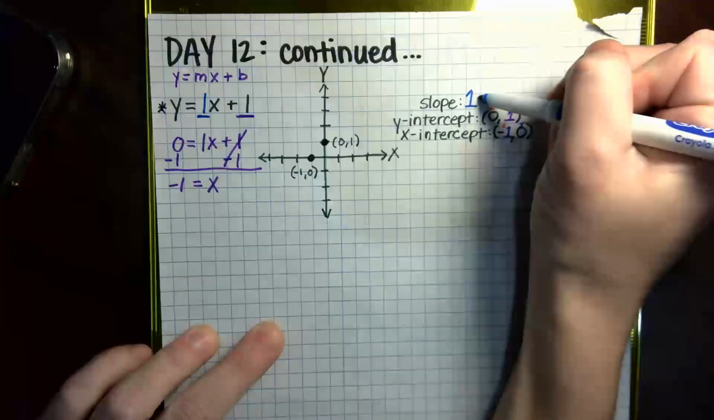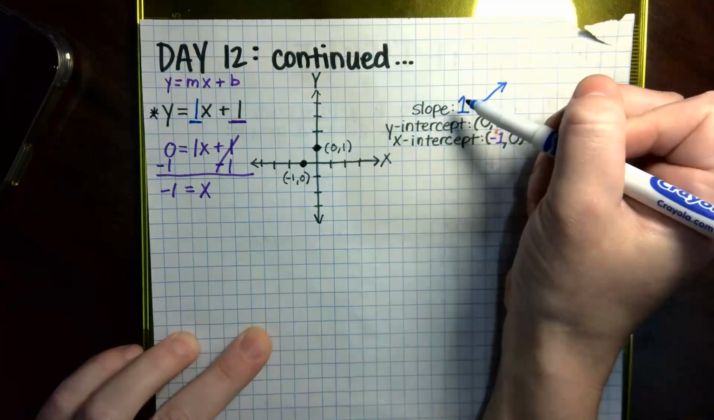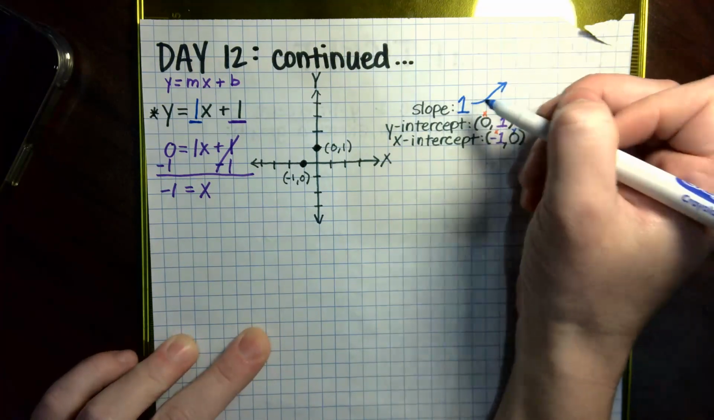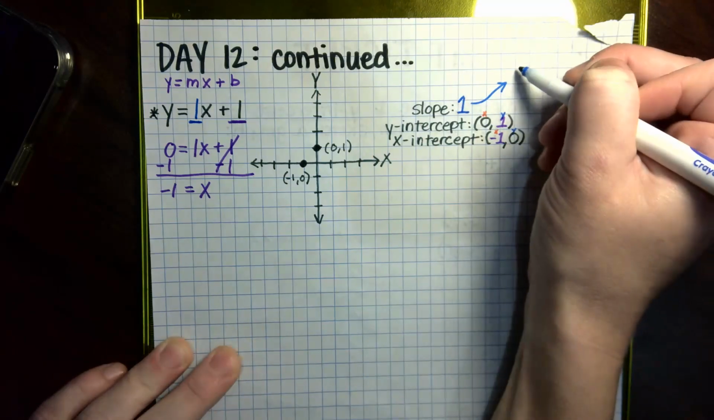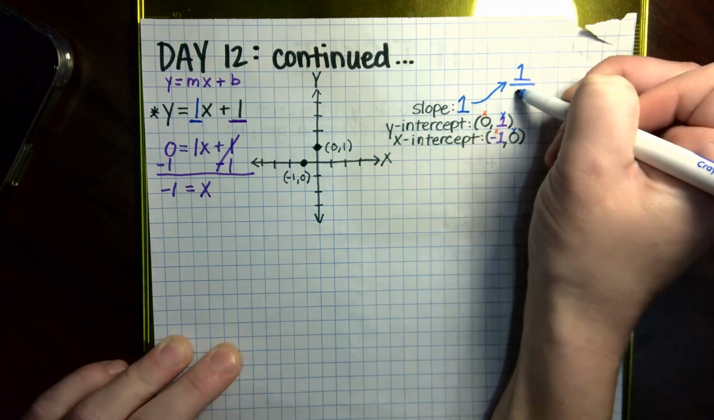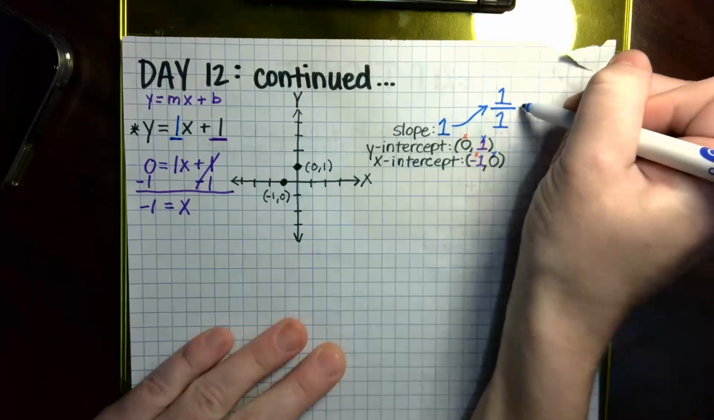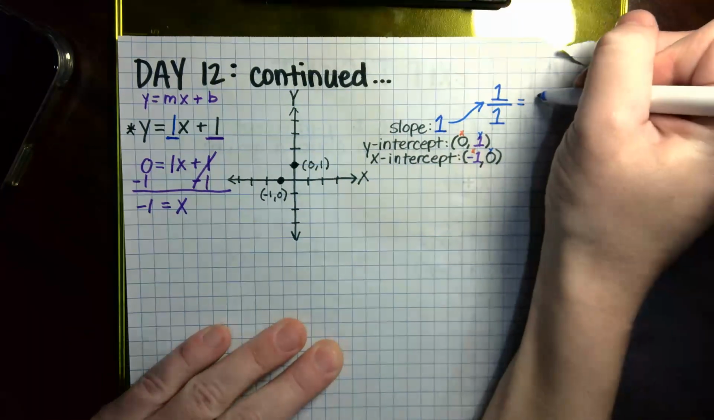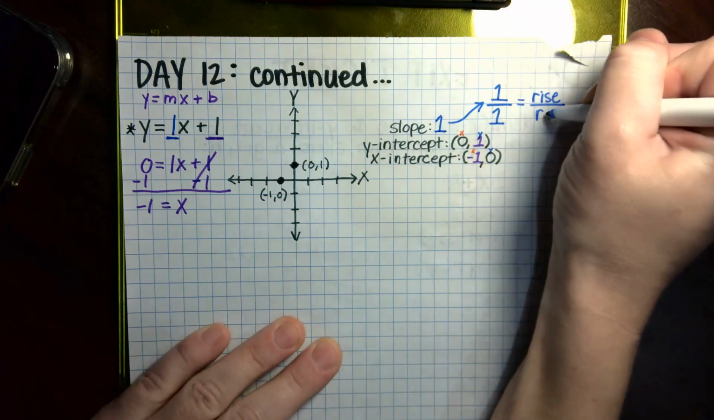So anytime you have a slope that's a whole number, as a fraction it is just whatever that number is over 1. So I'm going to put 1 over 1. And just to label for reference, I'm going to remember that when I'm doing slope, I'm looking at rise over run here.